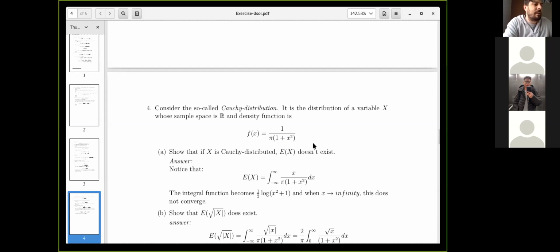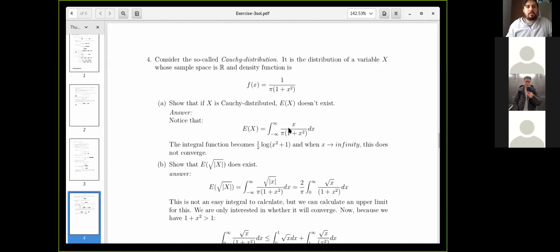It doesn't have an expected value. This is completely symmetric around the origin, and you would expect that the expected value might be 0, but in fact it's not. The thing is, if you calculate this integral, the expected value of X, so it's f of x times x, and you put here x times this density function, so it's x over this.